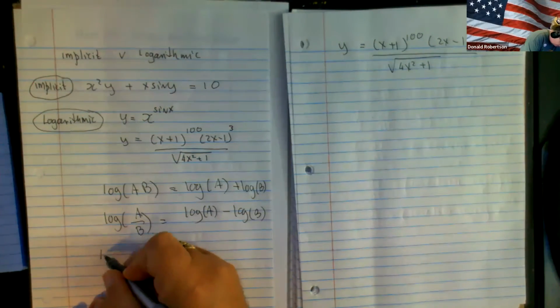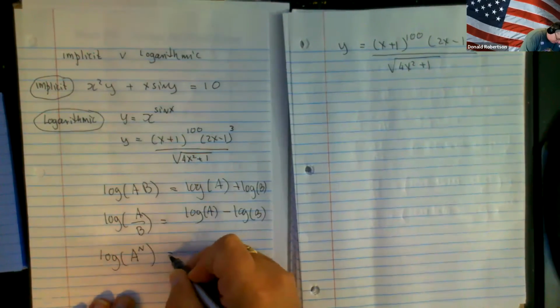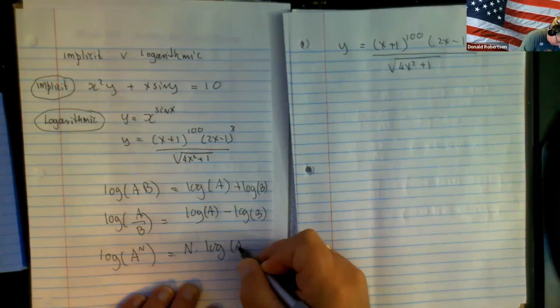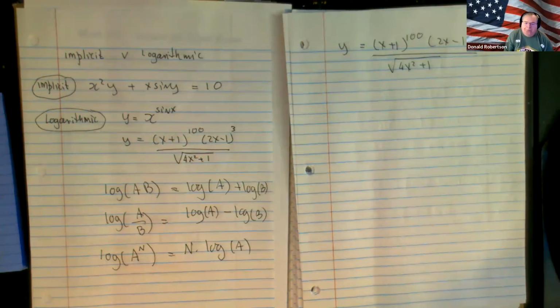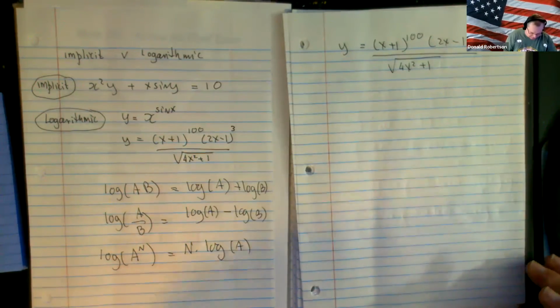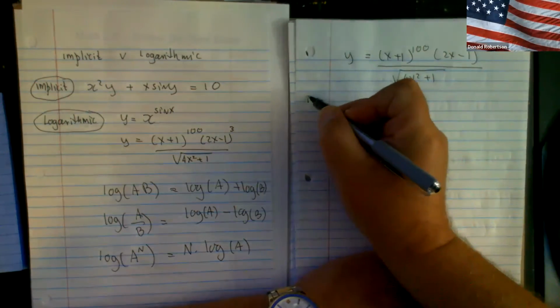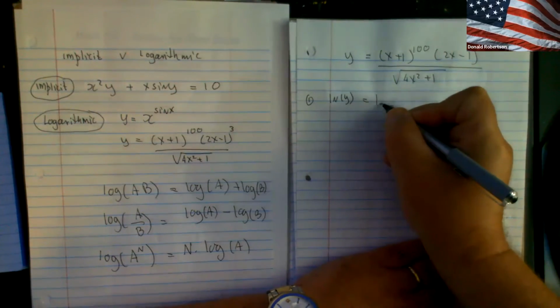And the log of a to the power of n can be written as n times the log of a. We call these the laws of logs, right? That's their name. And I'm going to use these guys right now. First thing I'm going to do is take the natural log of both sides.